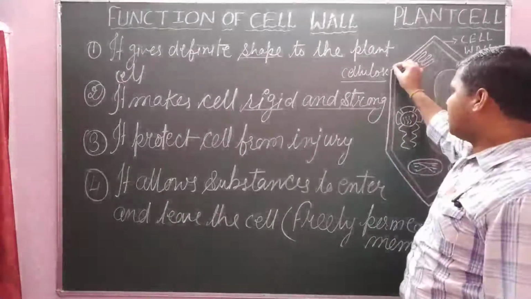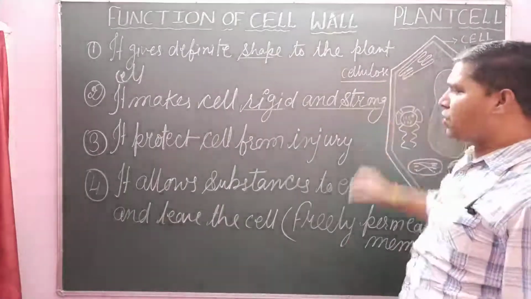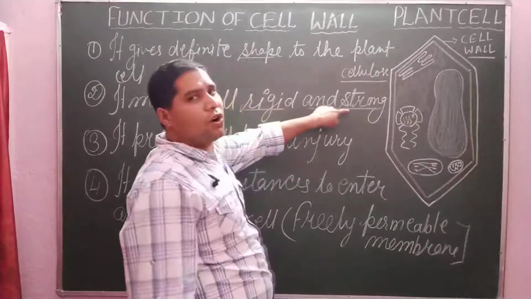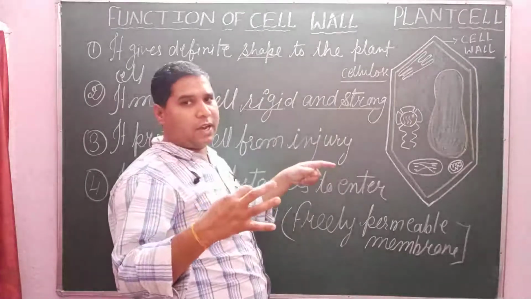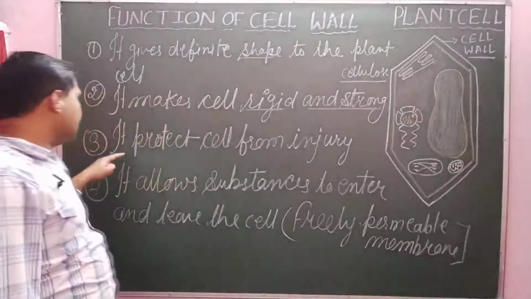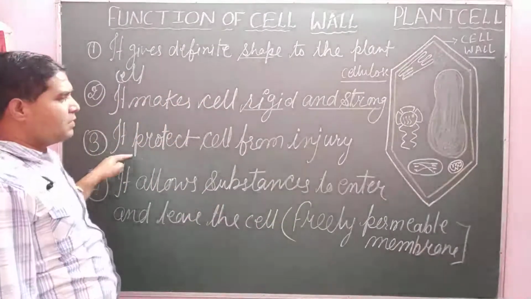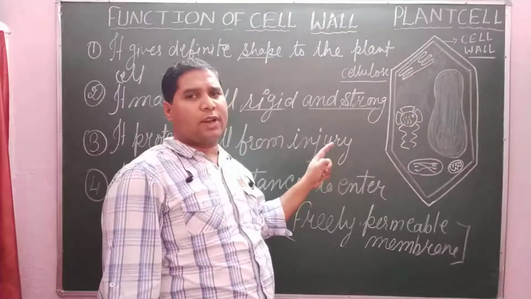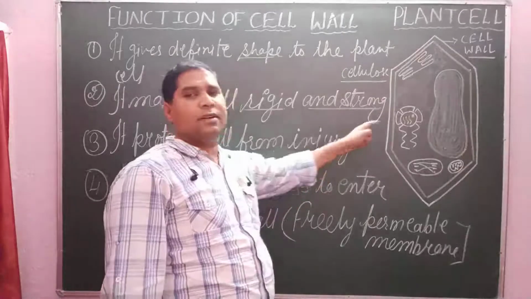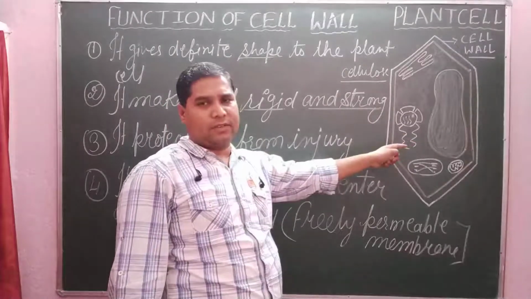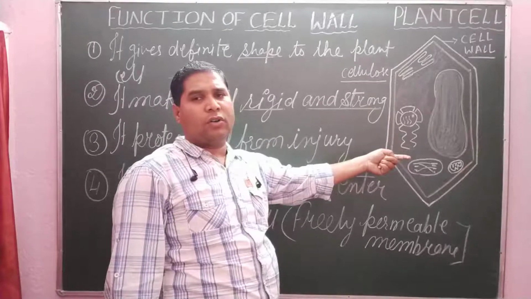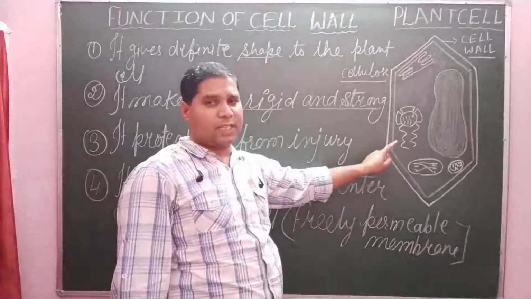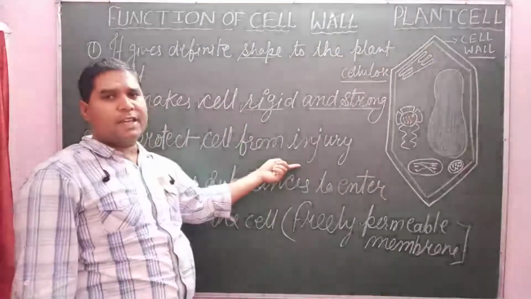So, as the composition of the cell wall is cellulose, it makes the cell rigid and strong, dear student. Hard and strong. Third, it protects the cell from injury, from external or any type of foreign agent that can harm the plant cell or cause any type of injury. So the cell is protected from injury.